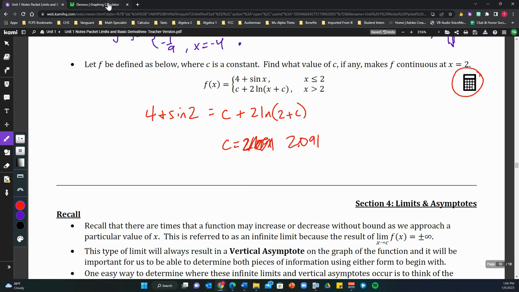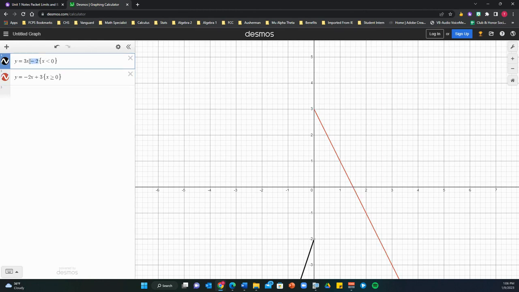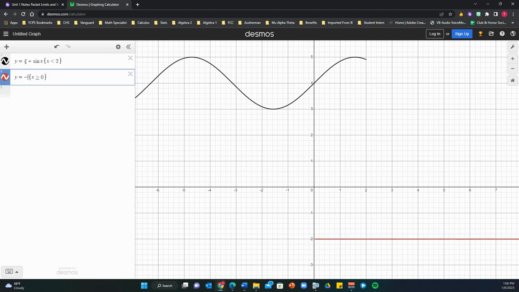So what that means now is, if I were to go back and regraph this again and plug that value in, we should see a smooth transition. It might not be exact because I'm going to round this, but if I were to do 4 plus sine of x when x is less than 2, and then 2.091 plus 2 natural log of 2, or sorry, x plus 2.091 when x is greater than or equal to 2.